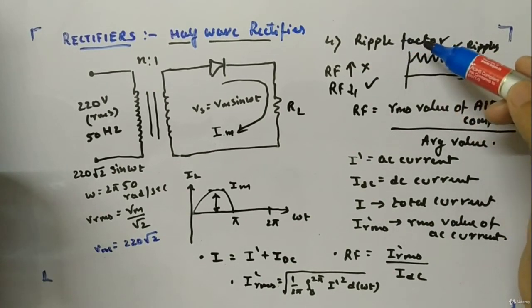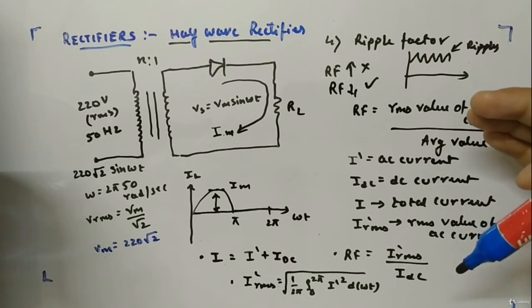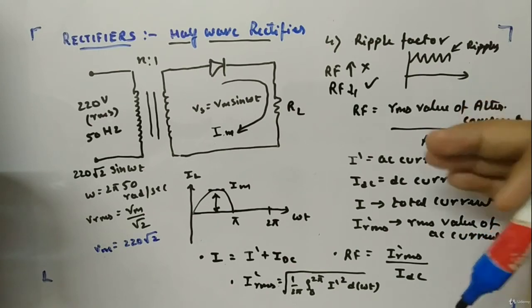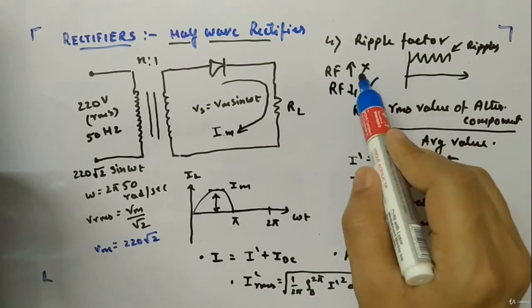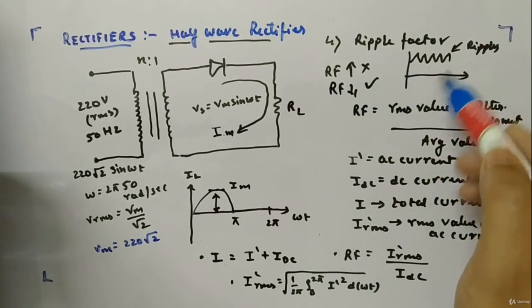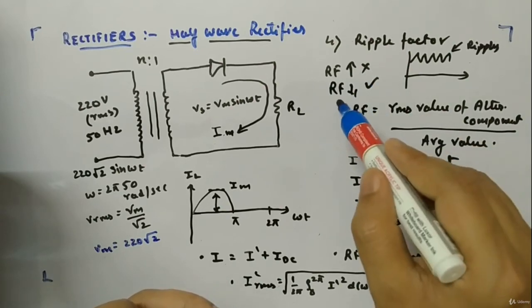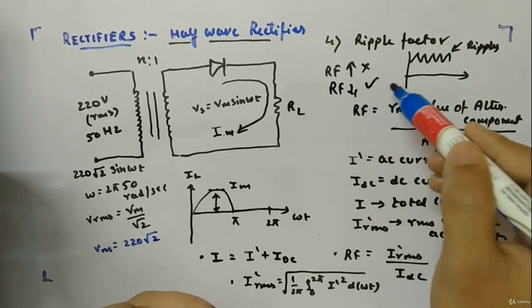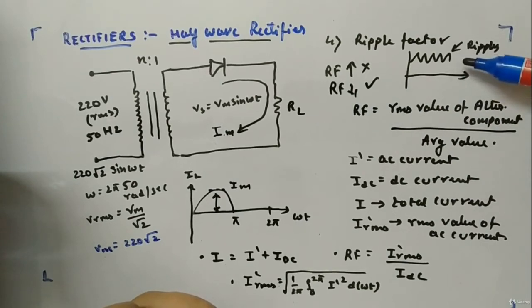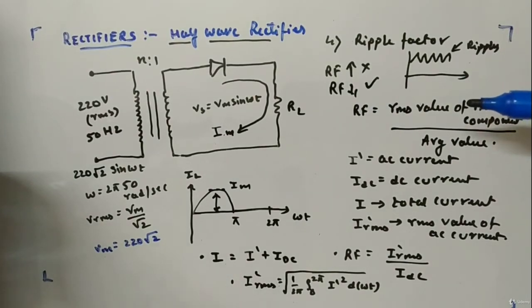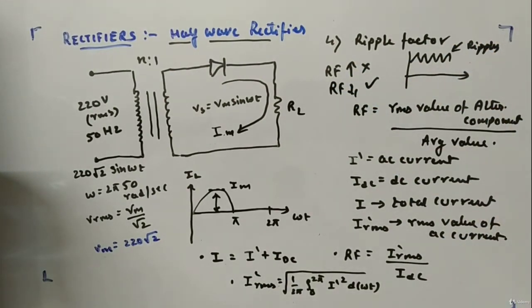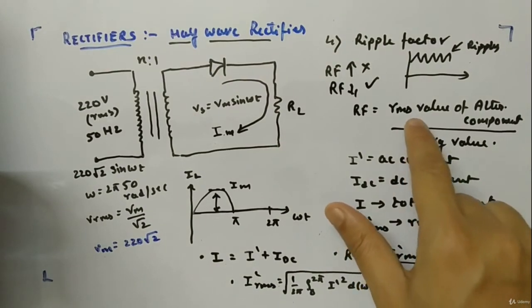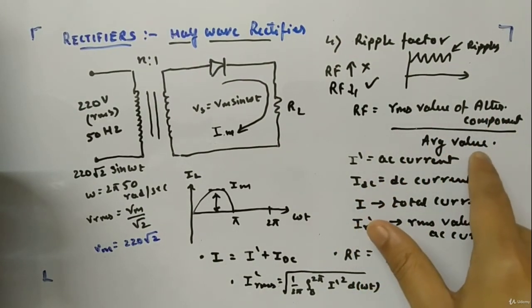So ripple factor is a way which tells the quantity, means numerically it will tell what the ripple size is. The more the value of the ripple factor, the more the ripples will be, which is what we don't want. If the ripple factor is very less, which is a good thing, it means there will be very few ripples, which we want in making DC. Okay, so that is what you can imagine from ripple factor. Now how do we calculate it? It is defined as RMS value of alternating component divided by average value.